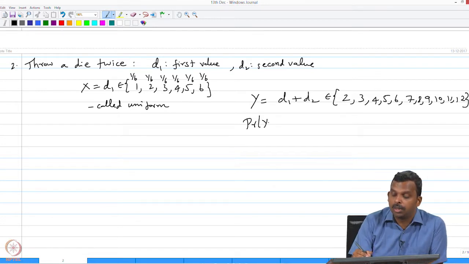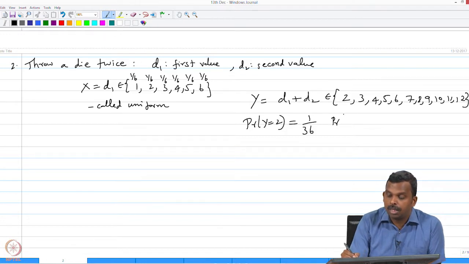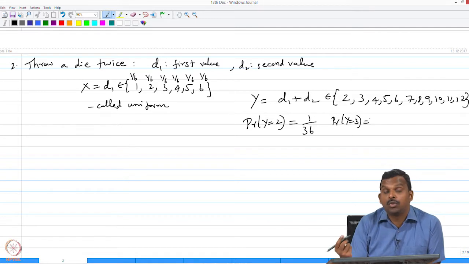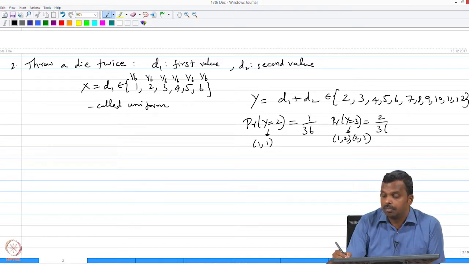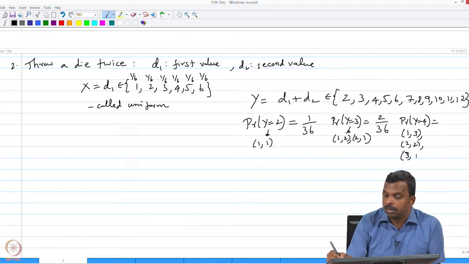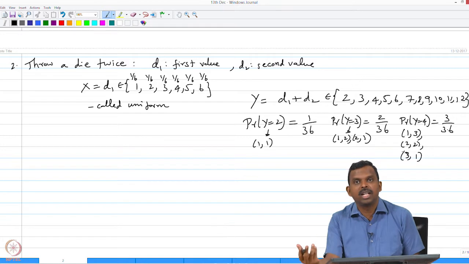What is the probability that y equals 2? The only case in which the sum can be 2 is if you got 1 comma 1. So, that is 1 by 36. What is the probability that y equals 3? You can get 3 if you got 1 comma 2 or 2 comma 1, which is 2 by 36. So, what about probability that y equals 4? Here you will get 1 comma 3, 2 comma 2, 3 comma 1. So, that is going to be 3 by 36. Hopefully, you can see that this number will keep on increasing.